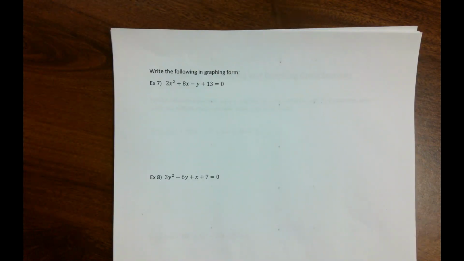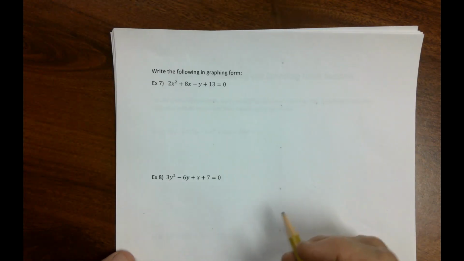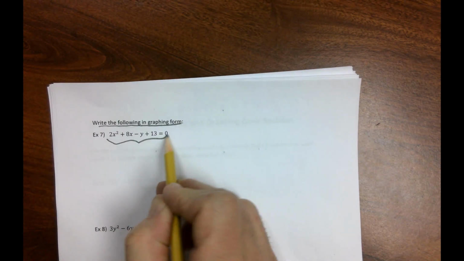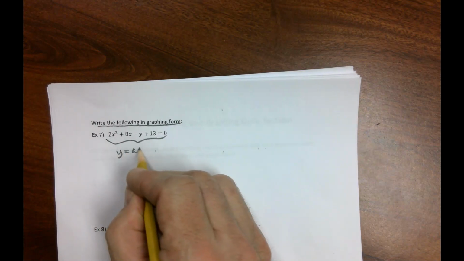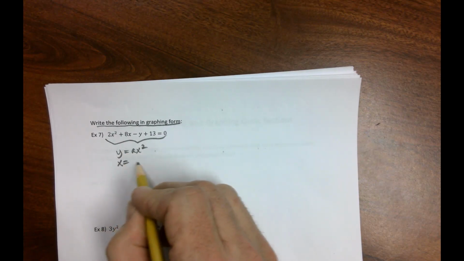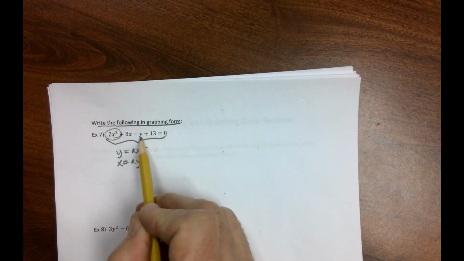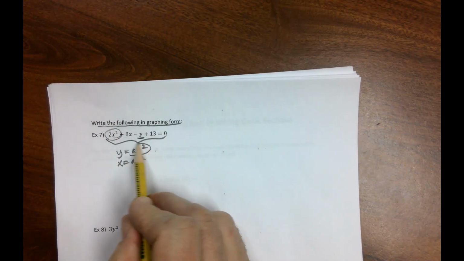All right, I know this is a long lesson, but here we go. Last two problems, and then you guys can be released into your homework. This says, write the following in graphing form. We've got to first look at this and ask ourselves, is this going to be a y equals a x squared or an x equals a y squared? Well, you can see my x is squared, my y is not. So it's going to be one of these.